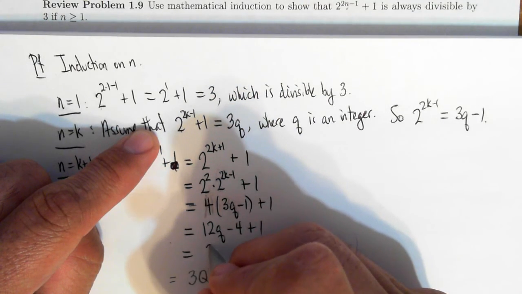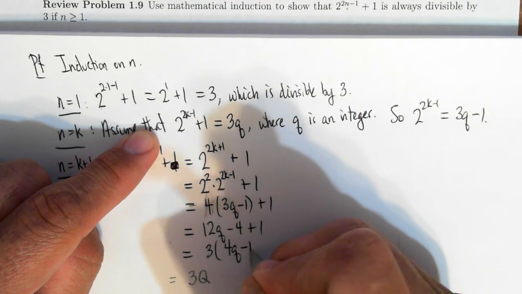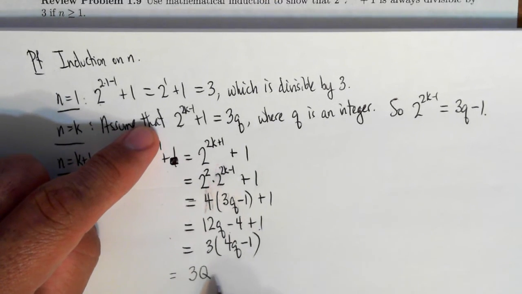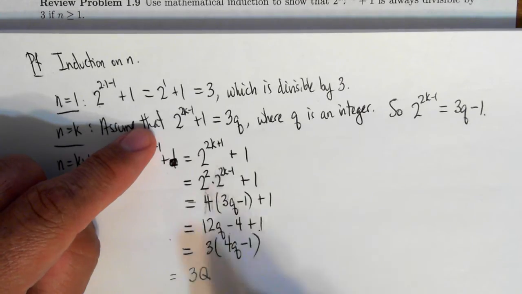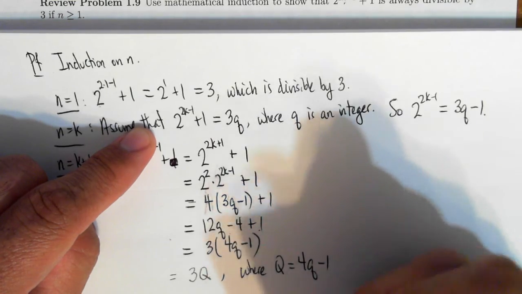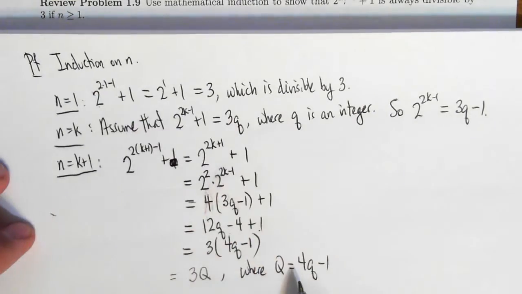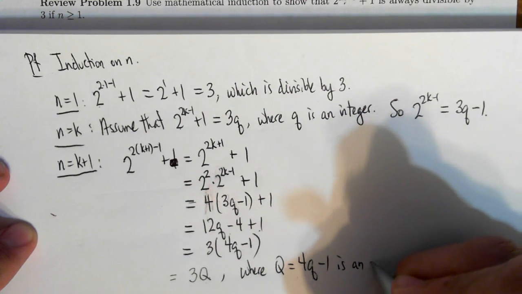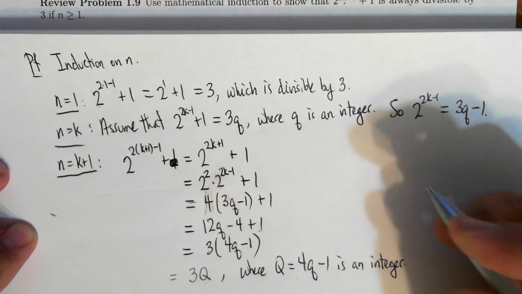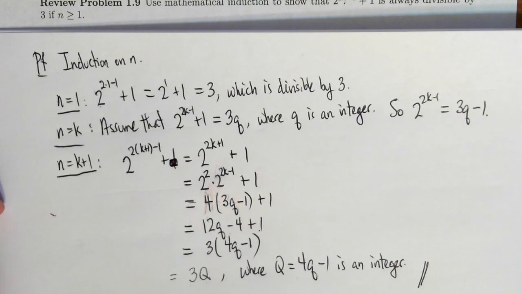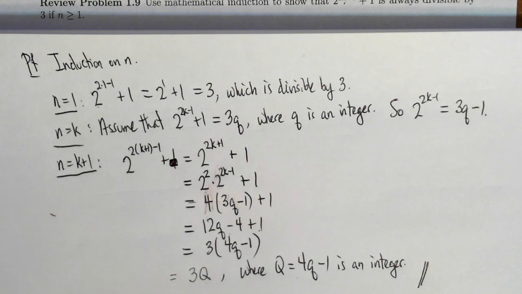And that's equal to, factoring the 3 out, 3 times 4 times q minus 1, because negative 4 plus 1 is minus 3, and so that factors there. And so indeed, I end up with 3 times something. Now, this something is an integer. q was an integer, multiply by 4, still an integer, subtract 1, still an integer. So that's an integer. And then I can use any standard end of proof symbol to say that I'm done. And so that is my proof by induction that 2 to the 2n minus 1 plus 1 is always a multiple of 3.